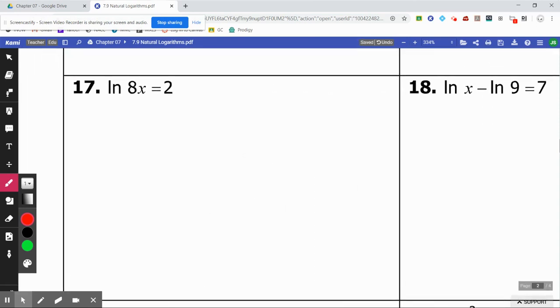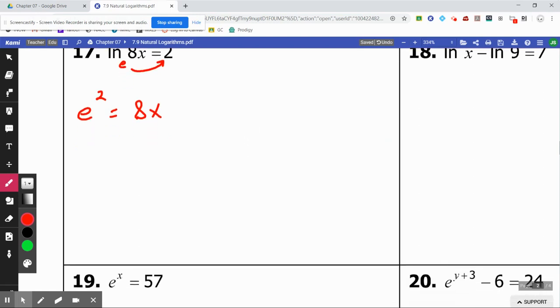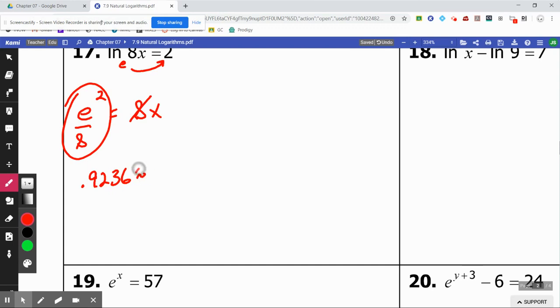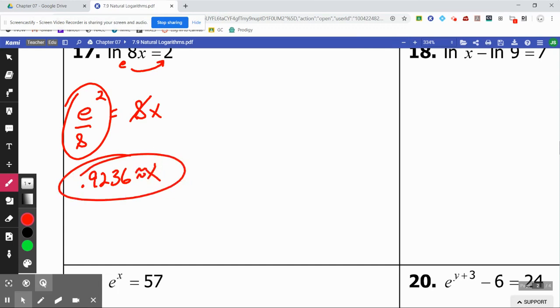This one, you have a log equal to a number, so on these you isolate the logarithm and then you simply rewrite it. This is a base of e, so you're going to rewrite this as e to the second power equals 8x. You could write e to the second power as an exponent, or you can just go ahead and divide by 8. So x is going to be e squared divided by 8, or in decimal form, that's about 0.9236. So there's your value for x.